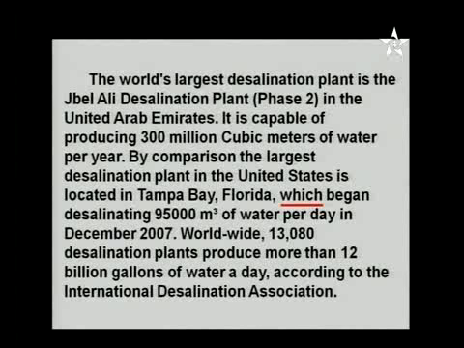It is capable of producing 300 million cubic meters of water per year. By comparison, the largest desalination plant in the United States is located in Tampa Bay, Florida, which began desalinating 95,000 cubic meters of water per day in December 2007. Worldwide, 13,080 desalination plants produce more than 12 billion gallons of water a day, according to the International Desalination Association. So this is the first general reading of the text.